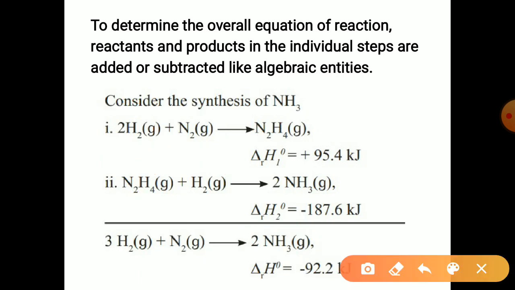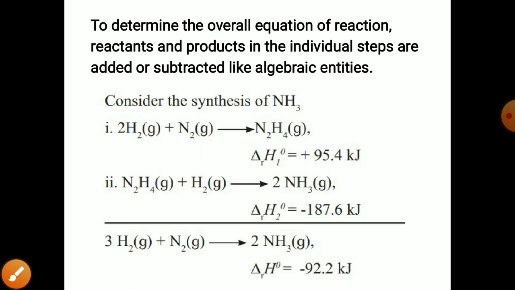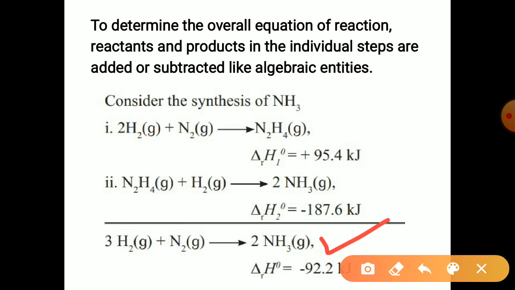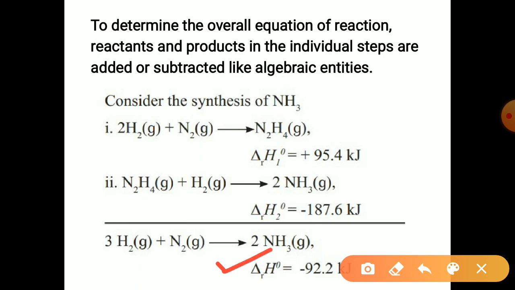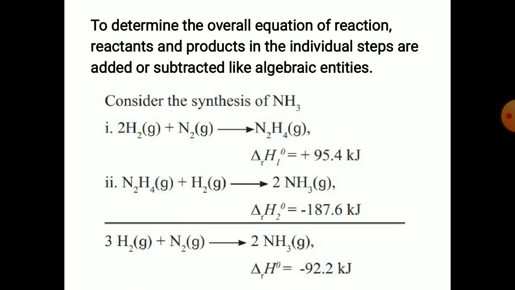Now adding the two enthalpies, we get minus 92.2 kilojoules. This is the standard enthalpy of this reaction. It means this reaction takes place in two steps, but its enthalpy for the overall reaction remains the same whether it takes place in a single step or in multiple steps. The enthalpy for this overall reaction does not change.